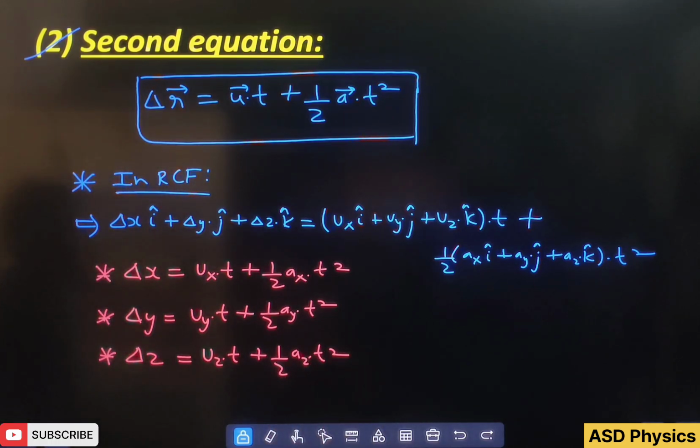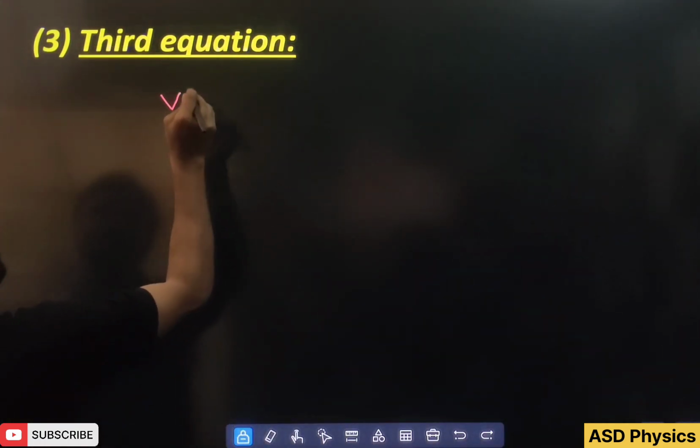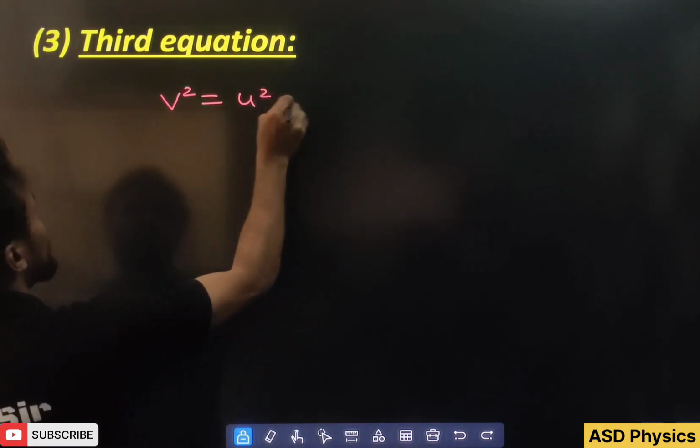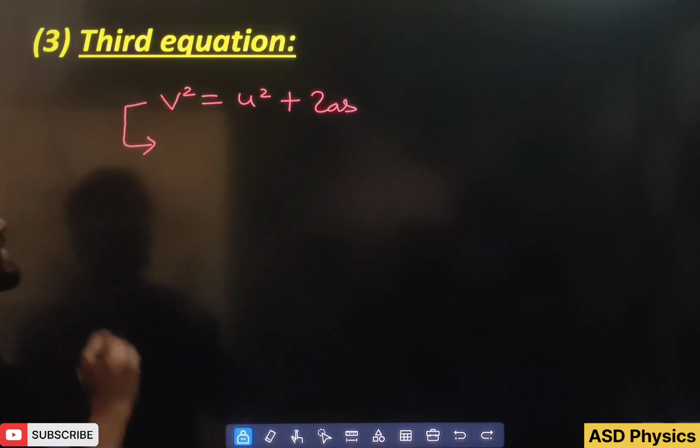Okay, so here also, students, this 3D equation we have in the form of 2 independent 1D equations. Now similarly, third equation. What is the third equation? See, the third equation is, you know very well, v square equal to u square plus 2as. Now this one you know, but we'll write here in vector form.